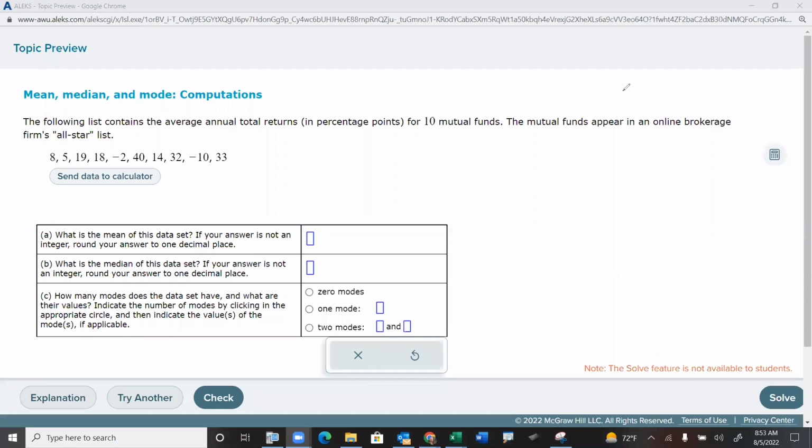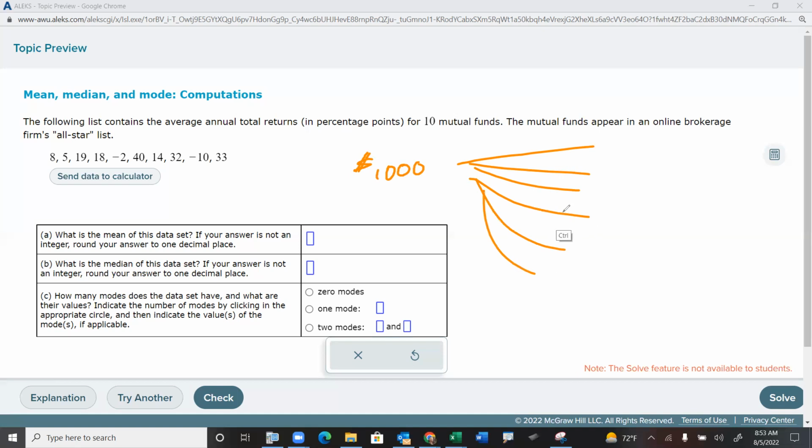All right, so here we go. The following list contains the average annual total returns in percentage points for 10 mutual funds. A mutual fund is where your money, usually through a financial manager of some sort, goes to an investment for you to save, presumably for retirement, but it could be for anything. And your $1,000, for example, gets split up between a whole bunch of investments that are all bundled together. Anyway, we don't need to worry about that.